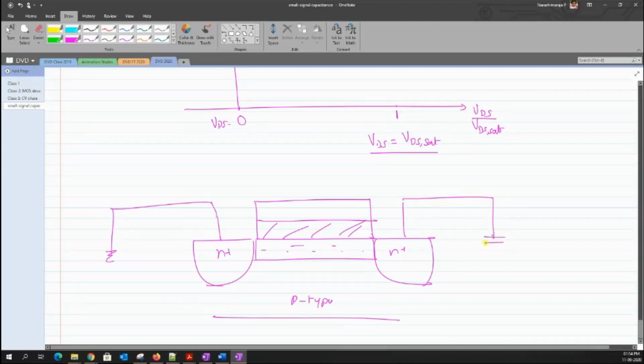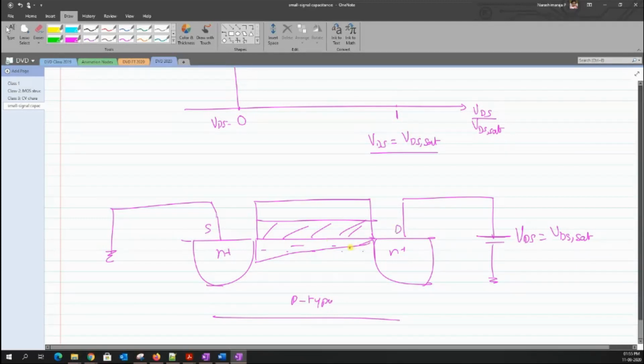And this is my drain, and I have applied across this a VDS equal to VDS sat. Now, what do we mean by this pinch-off voltage or VDS sat? The channel is being pinched off. So in this case, the amount of charge that I have here is not the same as the charge that I have near the source, right? So there is some difference between the source and the drain charge distribution.